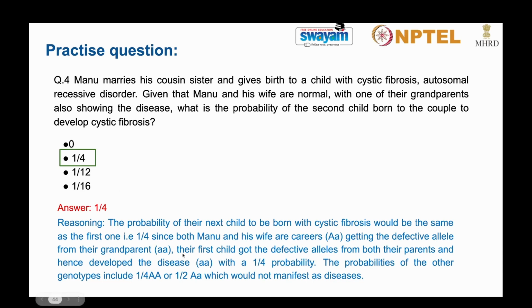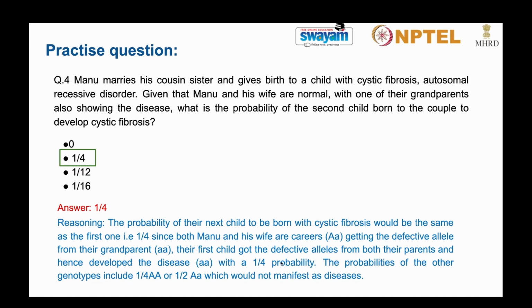So you can see in the reasoning that as their grandparent was showing the disease and it is lying in the autosomes, this means it is a recessive form. So in both Manu and his wife, this recessive allele would have been present. And then when they are forming their own generation or own offspring, for each offspring they would be passing this defective allele with the probability of 1 by 4.